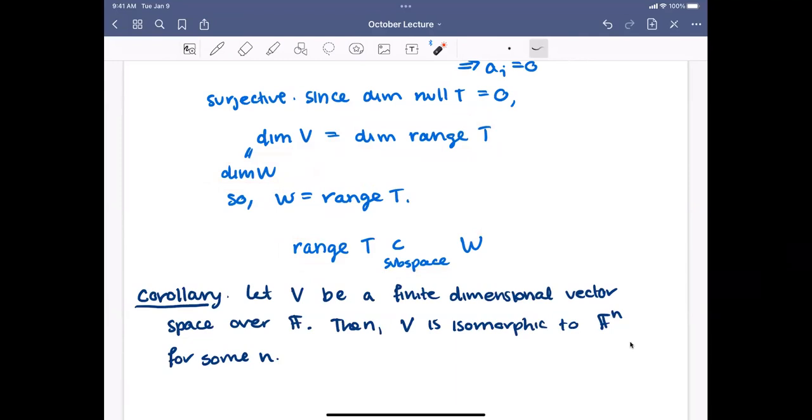The corollary is that V is isomorphic to F to the N. Yeah, I guess instead of for some N, I could just say where N is equal to the dimension of V. It's more precise.